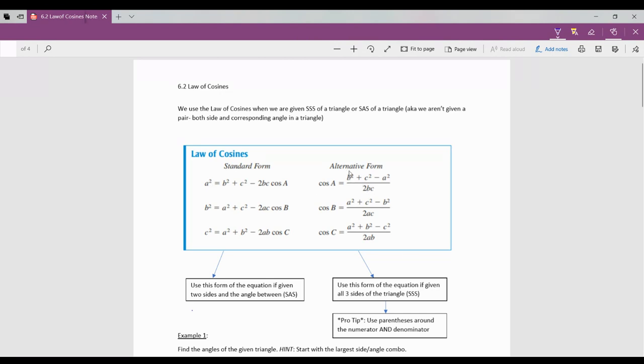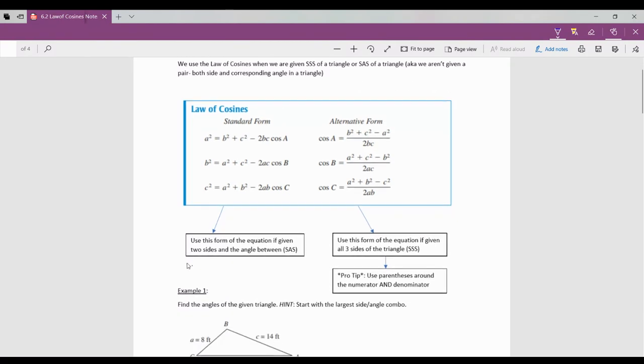If I look at this alternative form, you could multiply by 2bc, and then you'd get 2bc cosine A, and then you can add the a squared and subtract the 2bc, and you'd wind up with this standard form equation. So we use the different forms based on which triangle we're given. We're going to use this form where the cosine is isolated for side-angle-side given.